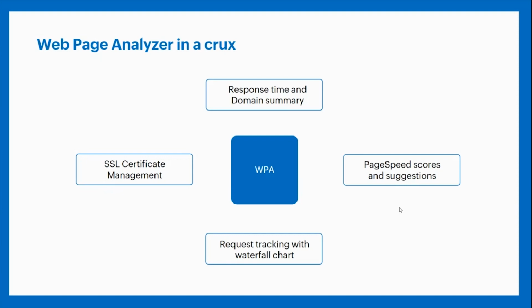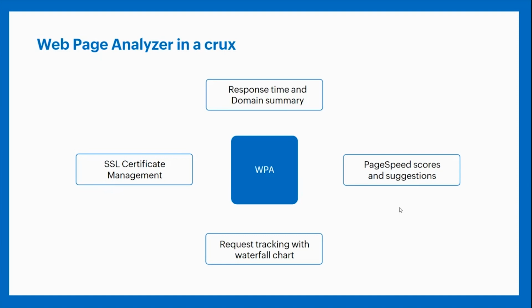So Applications Manager's Web Page Analyzer tracks and provides insights into various key metrics to help you effectively manage your web pages. During each poll, Applications Manager loads the web page in the Firefox browser in a cache-less state and captures real-time data of various performance metrics of the web page. You can use it to analyze the response time and domain summary. You can access the page speed scores and get suggestions based on it.